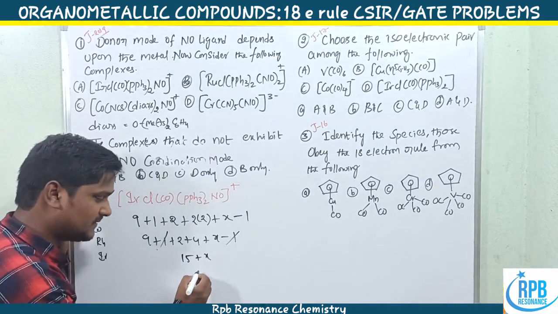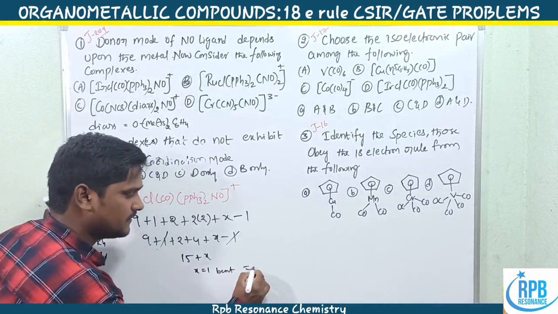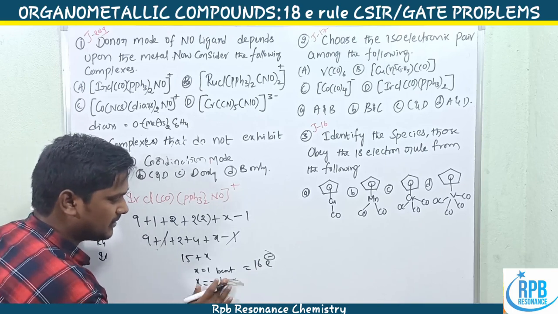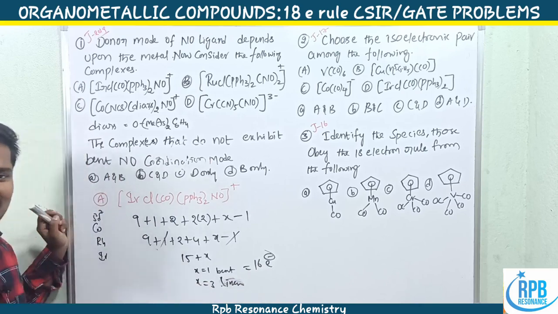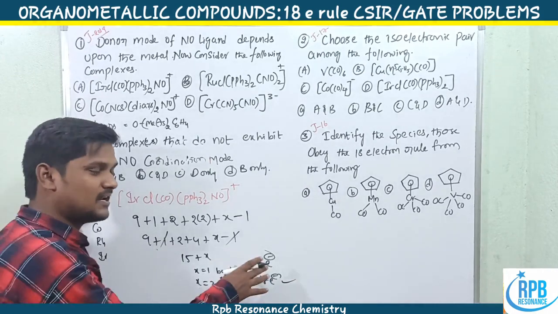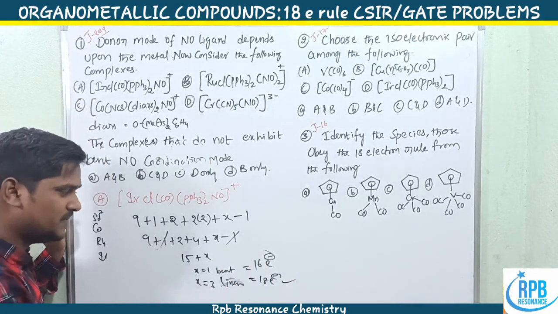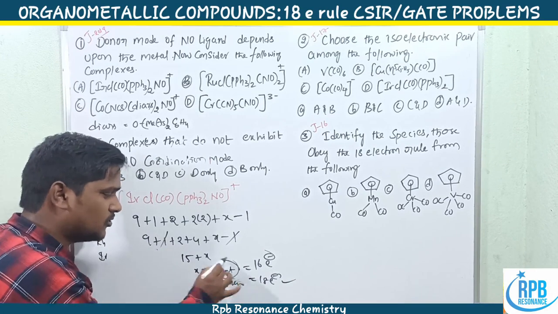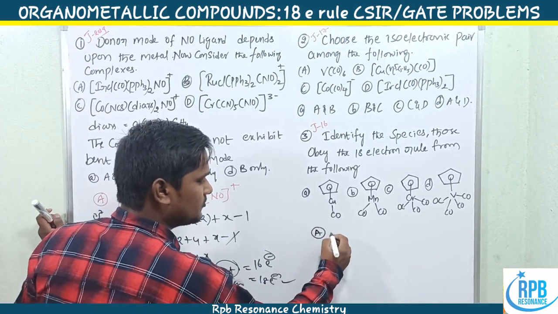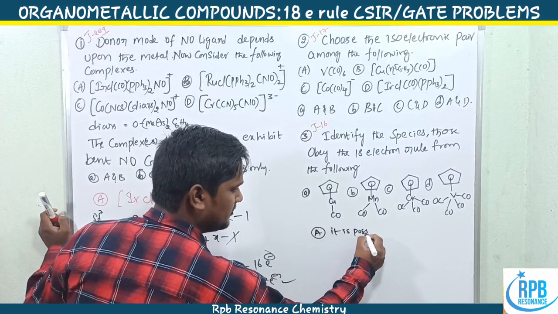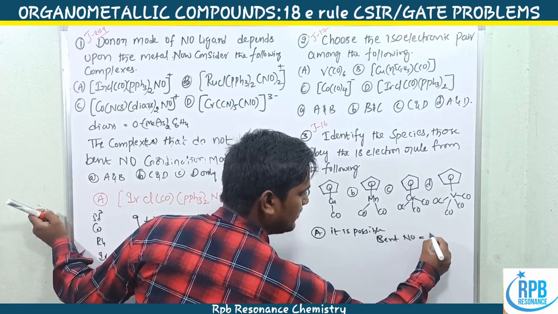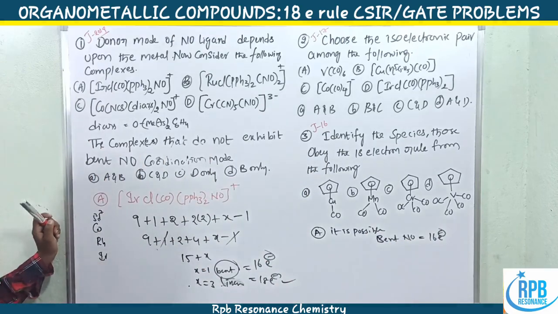Let's imagine that if x is equal to 1, then that is the bent mode, giving 16 electrons. If x is equal to 3, then that is the linear mode. That means if nitrosyl is in the linear mode, it follows the 18 electron rule. In the majority of cases 18 electron is stable, and 16 electron also exhibits stability. So A can exhibit the bent mode, and A is not the correct option. If it is bent NO, then the total number of electrons is 16.